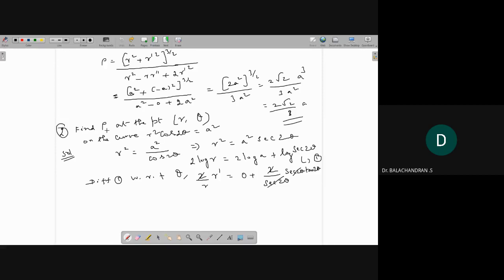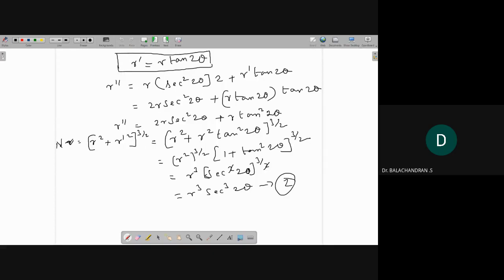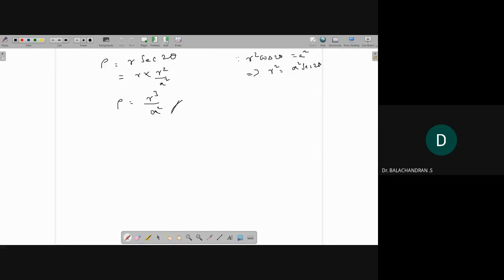This is an example. Find the rho at a general point (r, theta) on the curve r square into cos 2 theta equal to a square. So this is the first problem. Please note down r square cos 2 theta equal to a square. The answer is rho equal to r cube by a square. So note down the answer also.